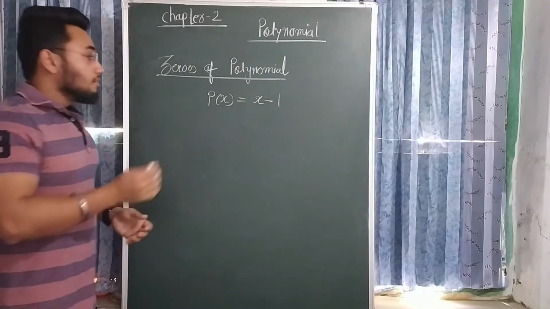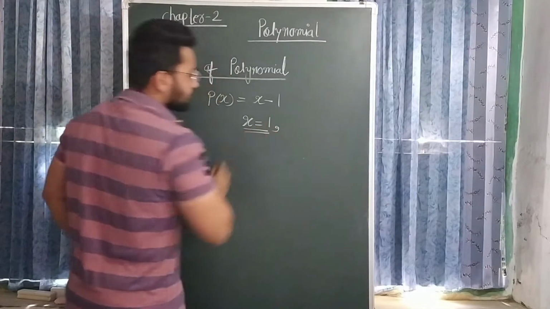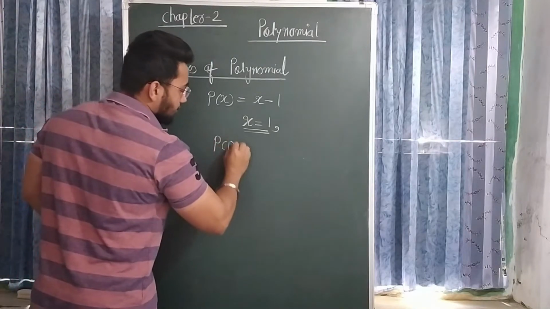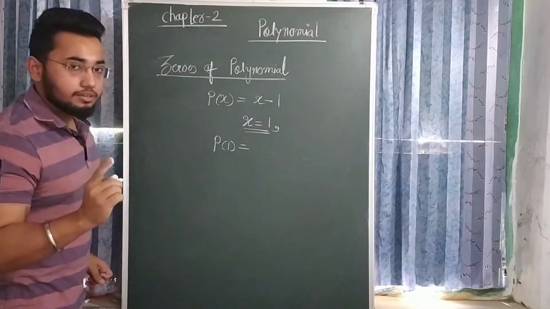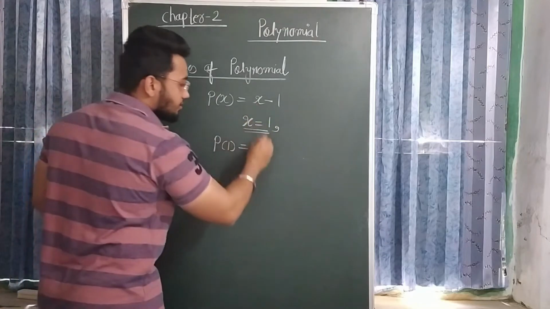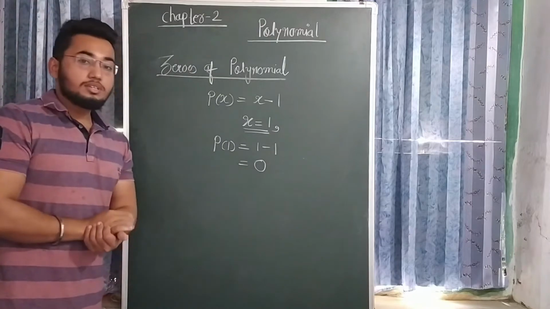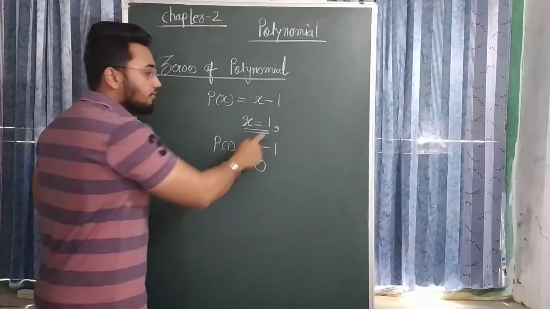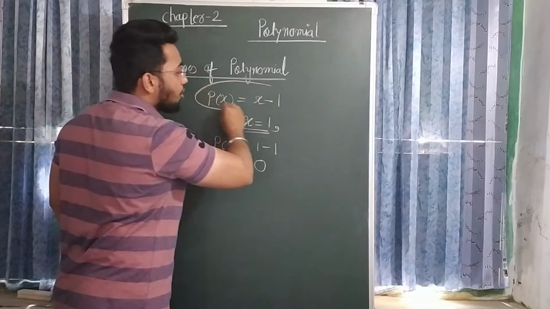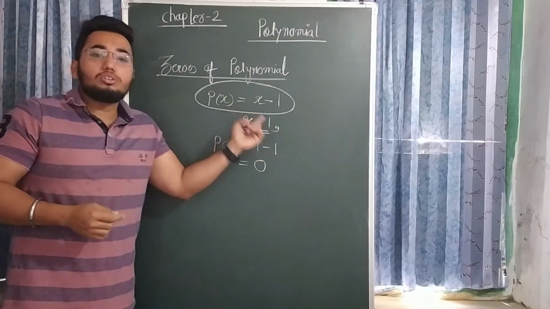This is given. Whenever I put the value of x here as 1, wherever x appears, you just put 1 there. Here is x, I'm putting 1. Here is also 1. 1 minus 1, your answer is 0. So I can say that 1 is a zero of this polynomial.